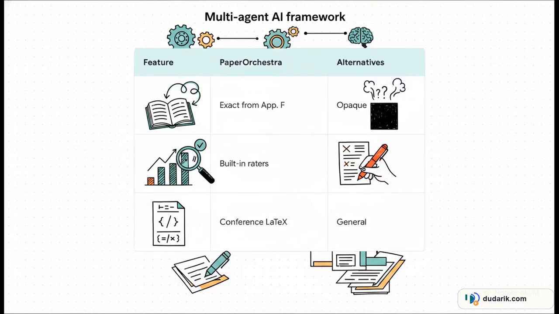Now, when we compare PaperOrchestra to other alternatives out there, its unique selling points become pretty obvious. The biggest difference? Paper traceability. PaperOrchestra actually uses the exact verbatim prompts from Appendix F of that original Google paper, so it isn't just some opaque black box doing who knows what. Furthermore, it includes built-in paper autoraters and benchmarks to measure output quality straight against the actual paper's rubric. With a lot of other tools, you'd still be stuck doing manual review.